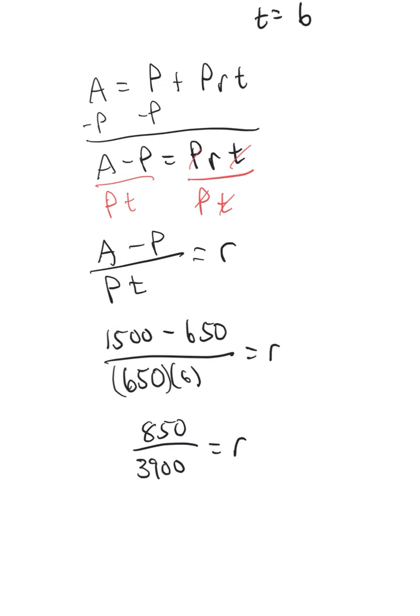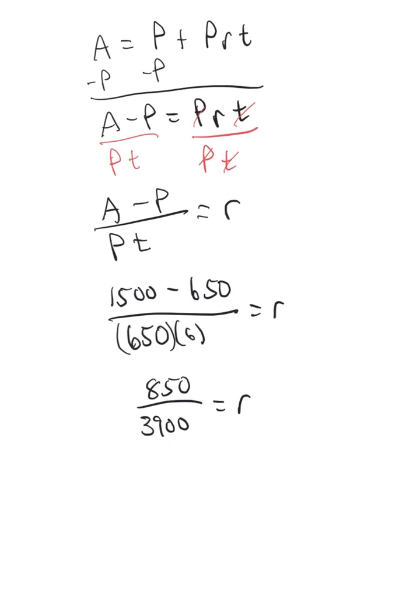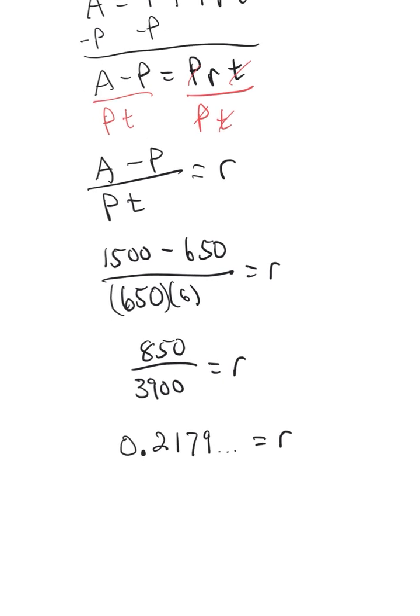And then I want to divide those two. 850 divided by 3,900. This gives us a decimal of 0.219. Kind of goes on and on there. But let's give that a percent rate here. So remember, for a percent now, if I'm going to write this decimal as a percent, it goes 2 places to the right, giving us 21 point, why don't we go ahead and say 8% equals R.